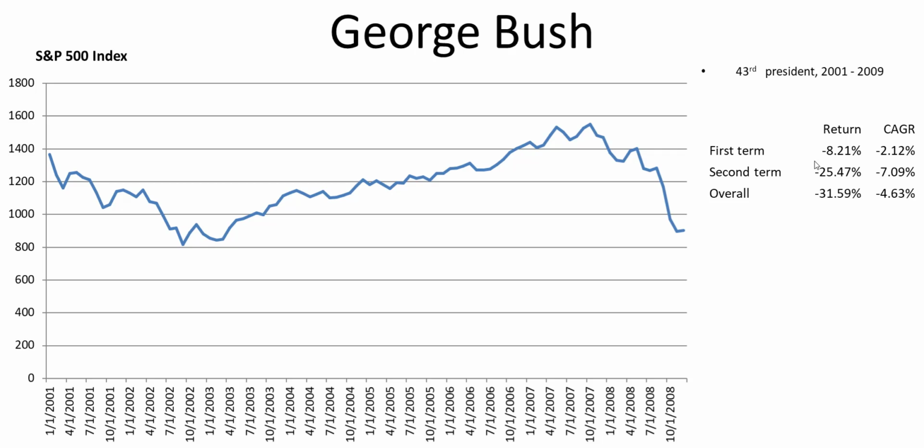From a stock market perspective, the return during the first term was minus 8.21%, which translates to a compound annual growth rate of minus 2.12%. The second term was even worse, with a return of minus 25.47%, which translates to a compound annual growth rate of minus 7.09%. Overall, over his 2 terms, the return of the S&P 500 index was minus 31.59%, which is equivalent to a compound annual growth of minus 4.63%.